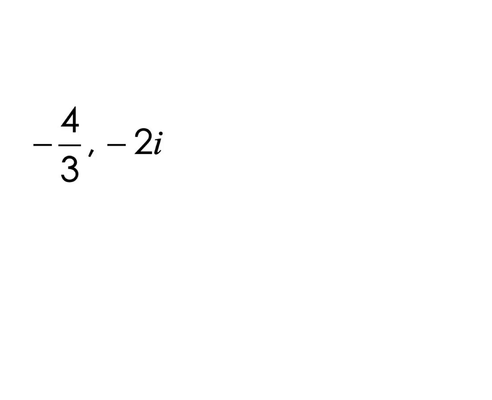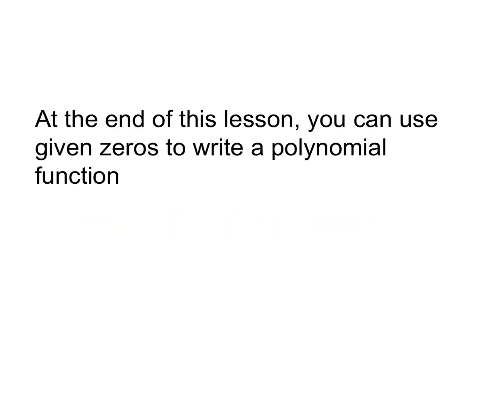Here we have negative 4 over 3, and we have negative 2i, so we can rewrite this. The negative 2i means we have also positive 2i. So then we'll have f of x is x plus 4 over 3 times x plus 2i times x minus 2i. At the end of this lesson, you can use given zeros to write a polynomial function.